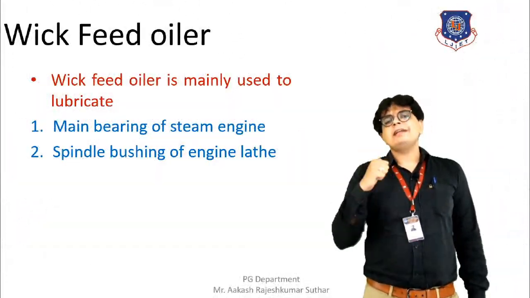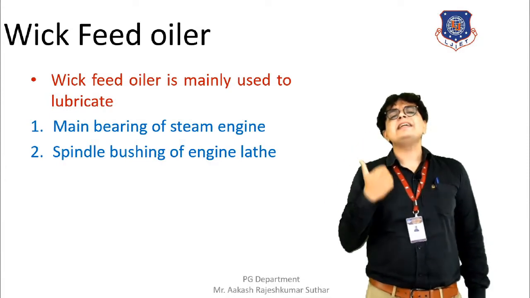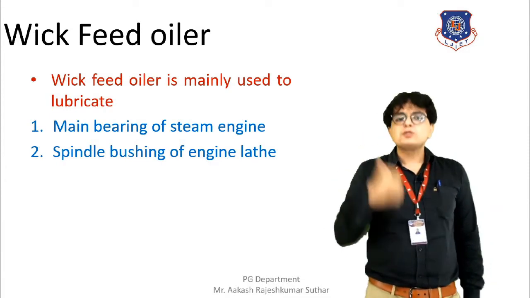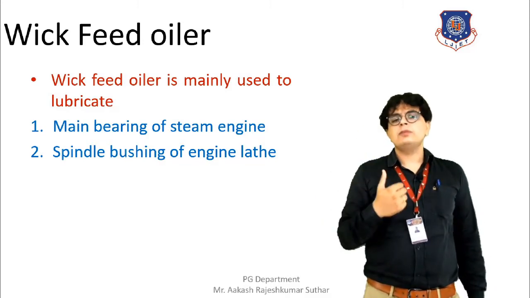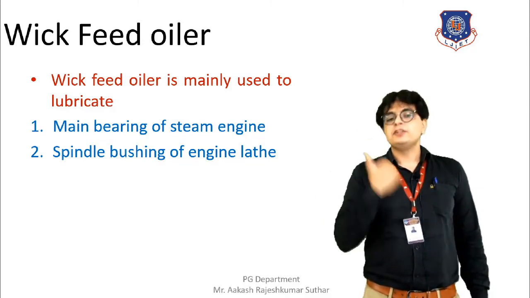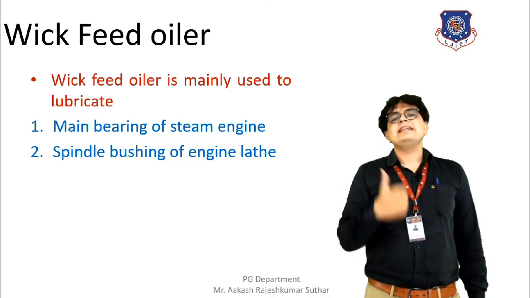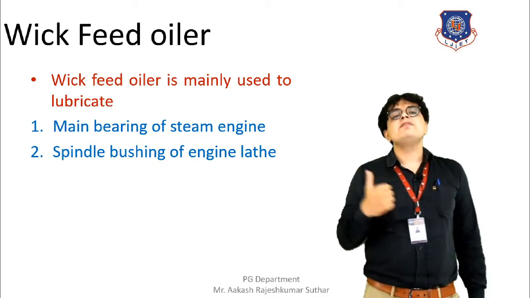Mainly, the wick feed oiler is used to lubricate the main bearing of the steam engine and the spindle bushing of the engine lathe. So normally the wick feed oiler is used there. Now let us see a diagram of the wick feed oiler.